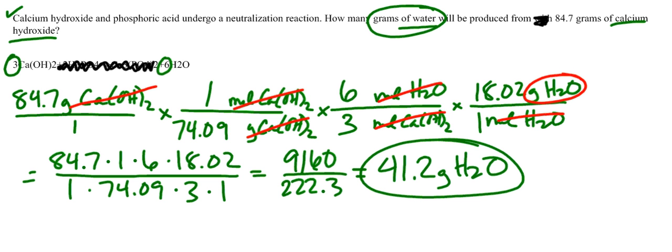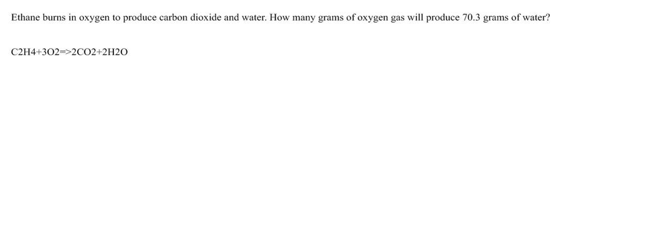All right, let's take a look at another one. Ethane burns in oxygen to produce carbon dioxide and water. How many grams of oxygen gas will be produced from 70.3 grams of water? Again, I will not give you the equation, but for this purpose I did put the equation in here. So I'm looking at water and I'm looking at oxygen. My molar ratio here is going to be 3 to 2, oxygen to water.